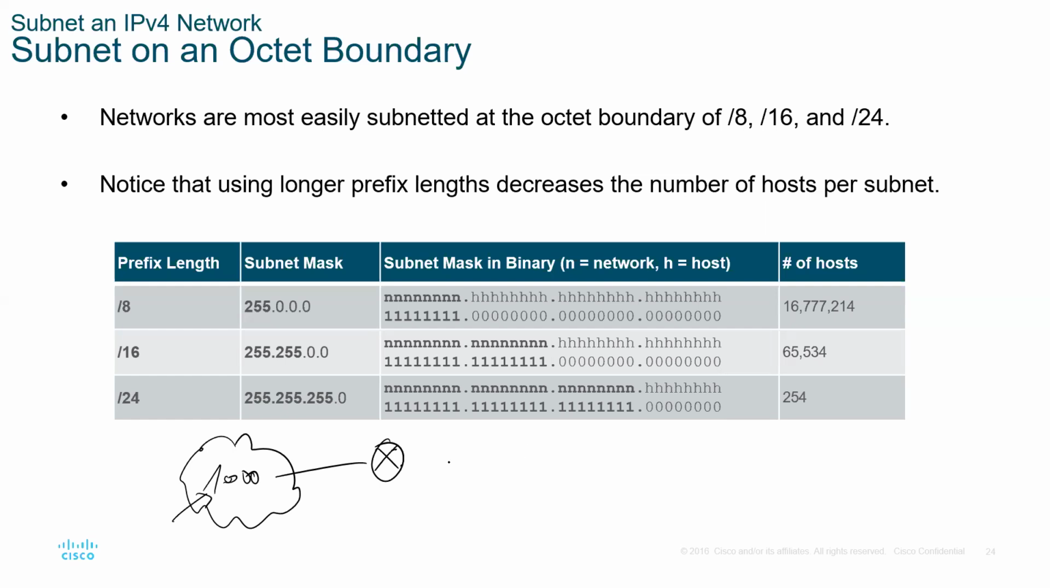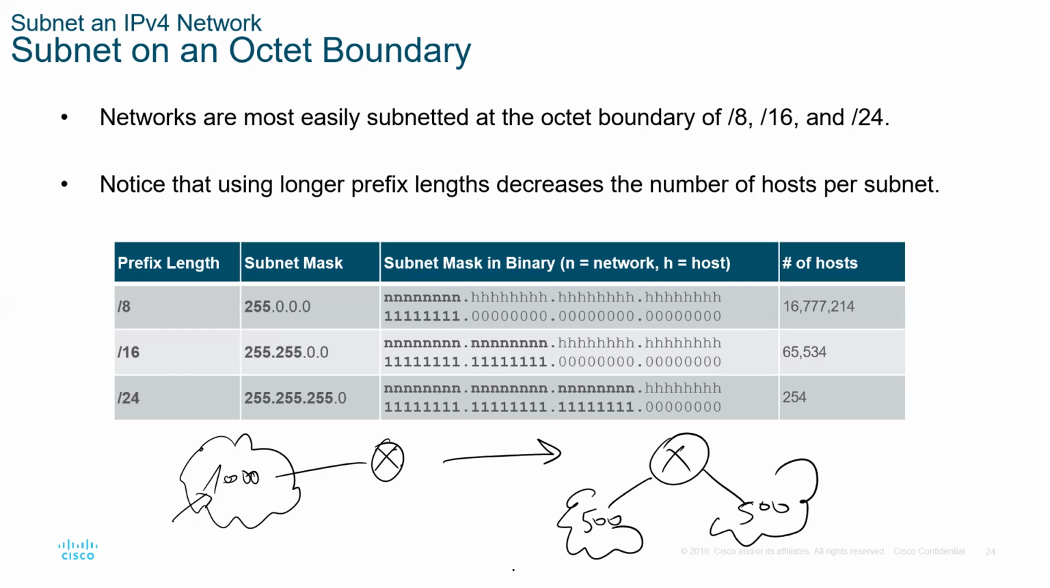Right? We can have segmentation where we now have two different networks, each with 500. That is segmentation. Now, if this was a network 192.168.0.0/16, that is only one network that we have there. And after segmenting, it now means we have two networks. And with two networks, it means we now need two network addresses.